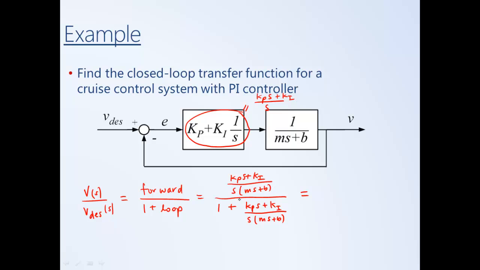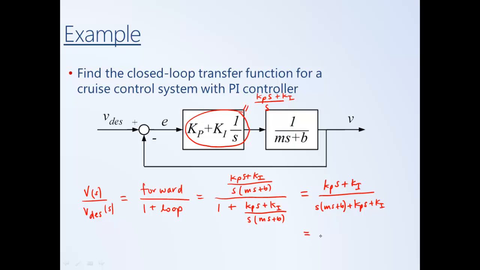In the numerator, that'll cancel. This term will just be left with Kps plus Ki. When we do that in the denominator, it will also cancel this term, leaving us with Kps plus Ki. And then we also distribute to the plus 1. So that's our reduced transfer function.